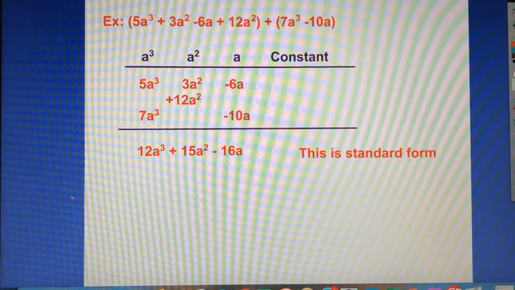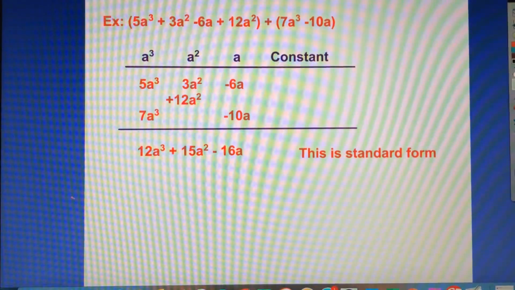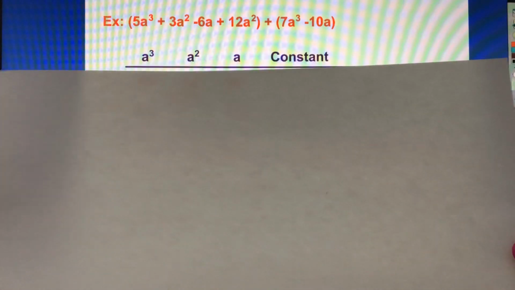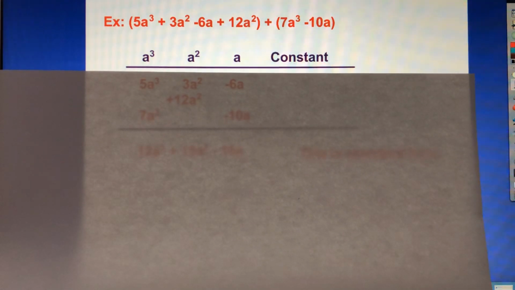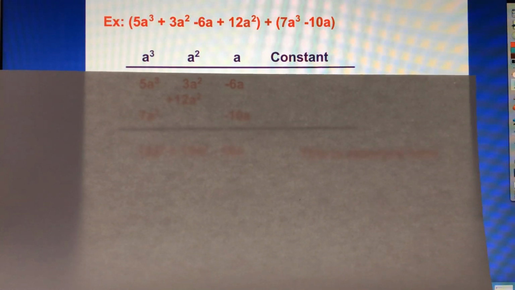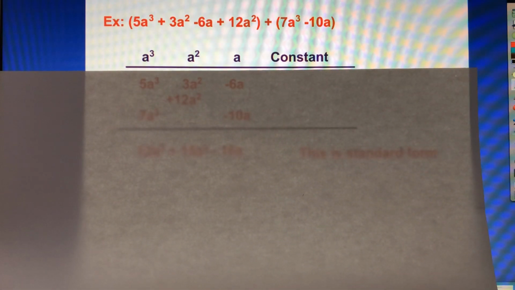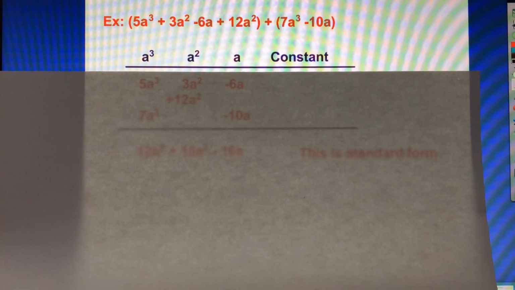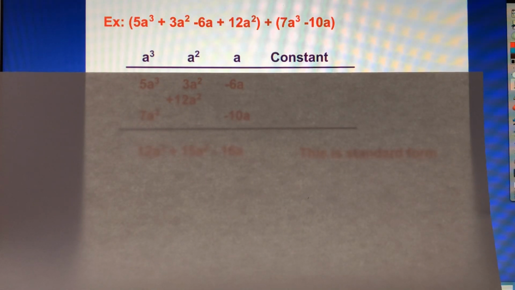Now, of course, we all already know that I don't have my screen because I'm unable to get the correct tools here at home. But let's just cover this up for a minute. I have 5a to the third plus 3a squared minus 6a plus 12a squared plus 7a cubed minus 10a. Gosh, that went on for a long time. It's okay. It's addition. Just remove the parentheses and let's just start to put things in vertical alignments.